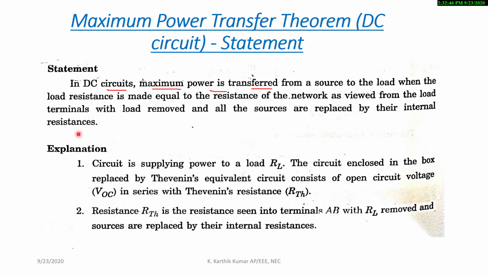What they are coming to say is that for the transfer of power in a circuit from source to load, we are going to find the load resistance, that is, the resistance present at the right corner or right bottom of the circuit or network. It is equal to the resistance of the network as viewed from the load terminals, with the load removed and all the sources replaced by their internal resistances.